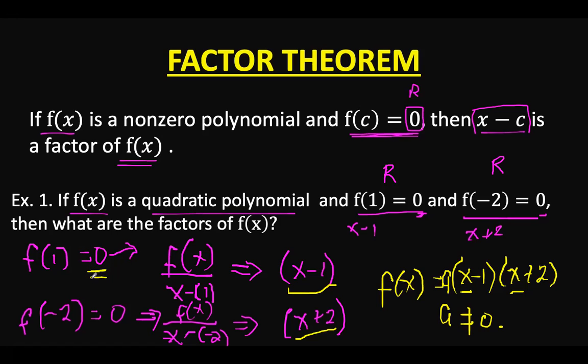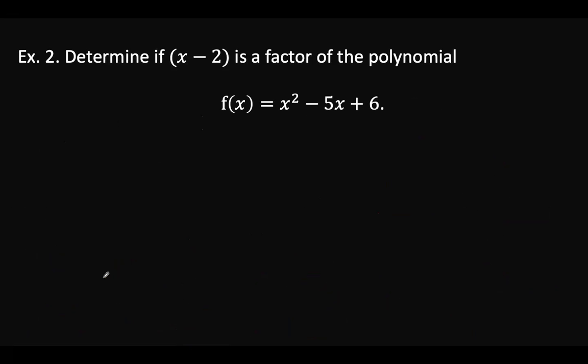Which means the remainder is 0. Okay? So, tingnan natin sa example na to. So, let's read. Determine if x minus 2 is a factor of the polynomial f of x. Ganyan. Okay. So, determine daw natin kung factor to si x minus 2. Paano nga natin masasabing factor siya ng isang polynomial?